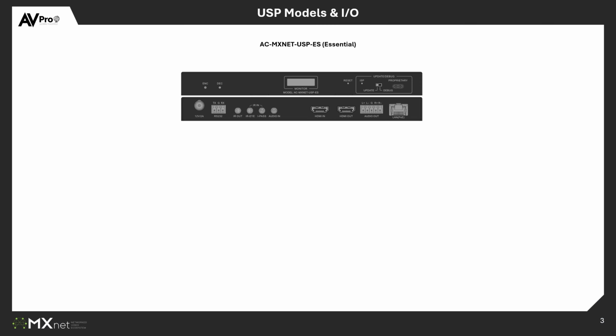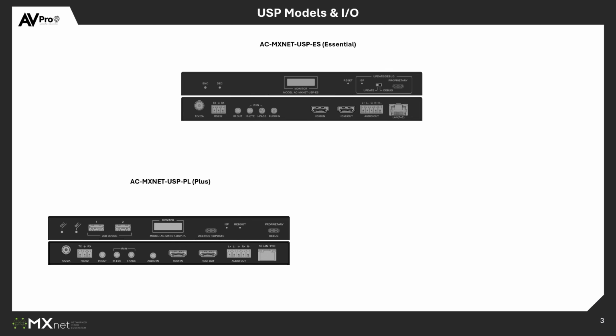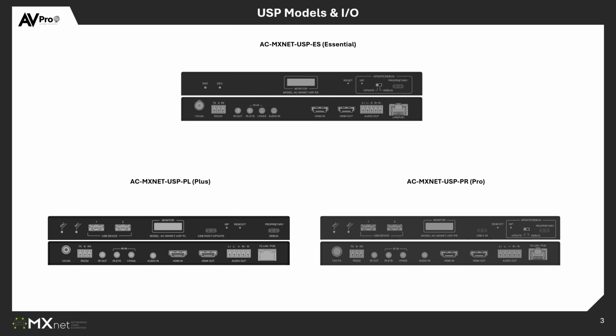So let's break down the three models. USP consists of an ES, a PL, and a PR, which stands for Essential, Plus, and Pro. All of these models are fully interoperable with each other. This means you can mix and match them in a single system design, giving you added flexibility to keep system costs down and not over-specifying on AV processing capabilities. They truly allow you to tailor your design to exactly what you need.